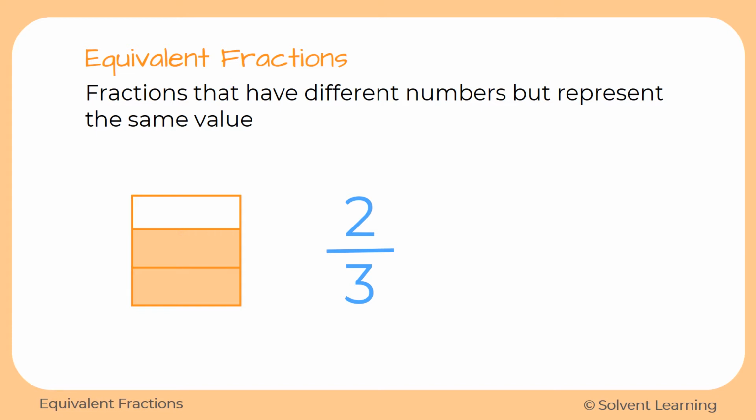So if we look at these rectangles here, we can see that 2 out of the 3 rectangles are shaded in. So we can write this fraction as 2/3. Now let's see what happens if we draw a line down the middle. Now we have 6 boxes and 4 out of the 6 are shaded in. But notice that it still represents the same amount. We haven't increased or decreased the size of the shaded part. So we could say that the 2/3 is still equal or equivalent to 4/6.